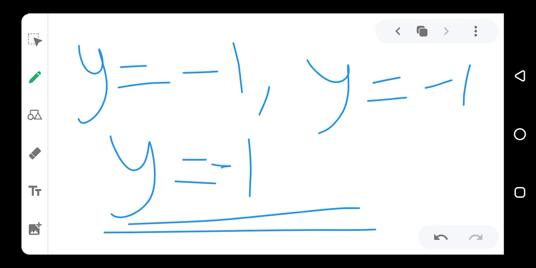So this is how to solve one linear and one quadratic kind of simultaneous equation.